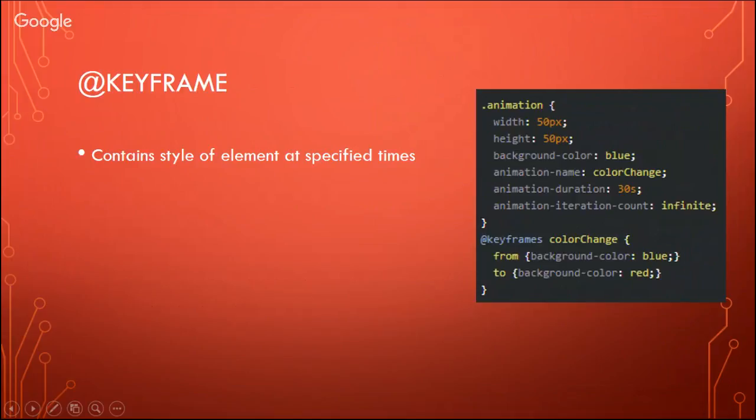So my keyframe here is color change, and we state from, so we're starting from the background color of blue, and we're going to a background color of red, and it's going to take 30 seconds to transition. When it is complete, it will go back to the original background color, which is blue.